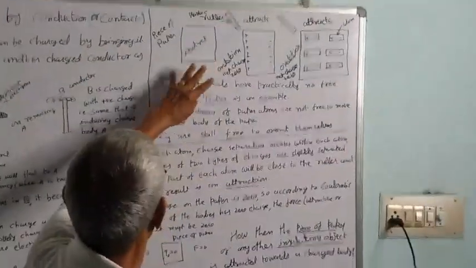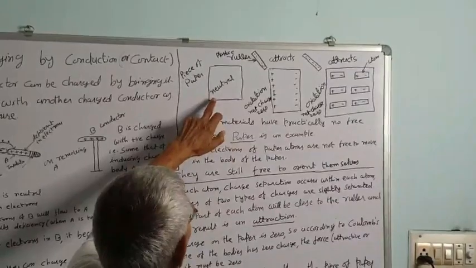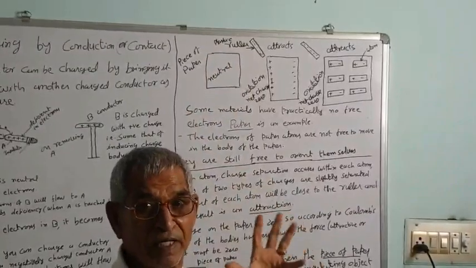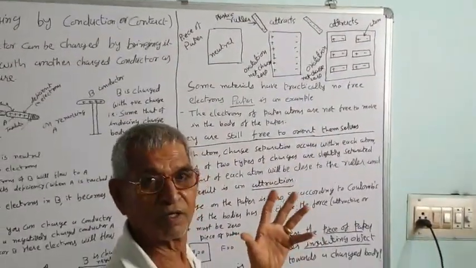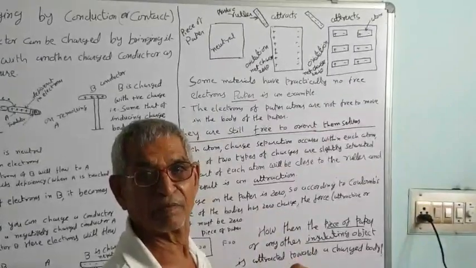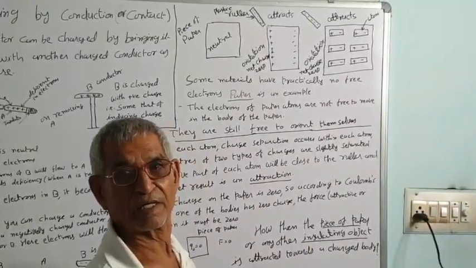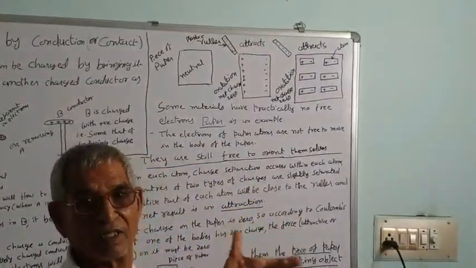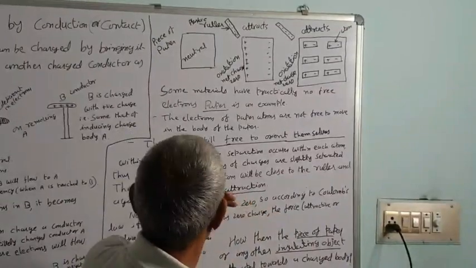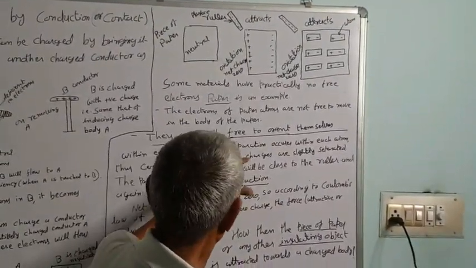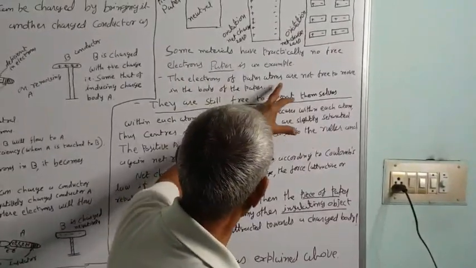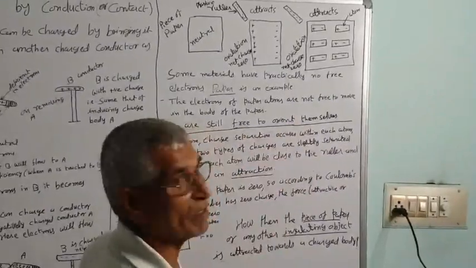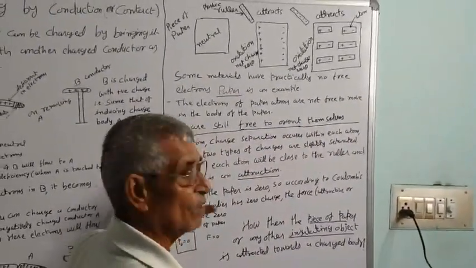Now consider this experiment. Take a piece of paper, initially it is neutral. Now bring a charged plastic ruler near it. It is found to attract. This is a general observation. You must have observed that if you comb your dry hair and bring it near small tiny pieces of paper, they are found to attract. Why does it attract? There are no free electrons in paper. What is the reason? The reason is that the electrons of paper atoms are not free to move in the body of the paper, but they are still free to orient themselves. They can orient in the atom.